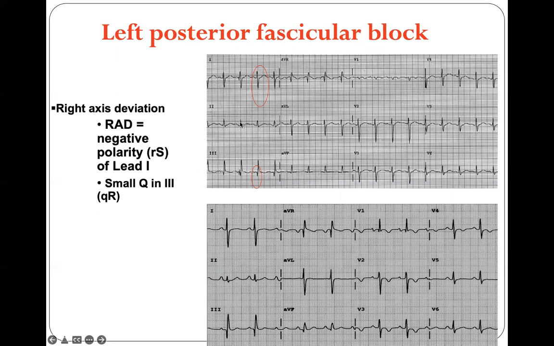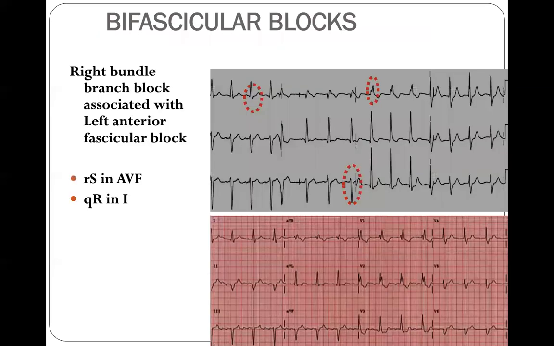So when you find the negative wave, or deep S, in inferior leads 2, 3, and AVF, this is a left anterior fascicular block. But if you find the deep S in lead 1 and AVL, this is left posterior fascicular block. Unfortunately, this pattern should be memorized always, and after many practices, you'll find it very easy.